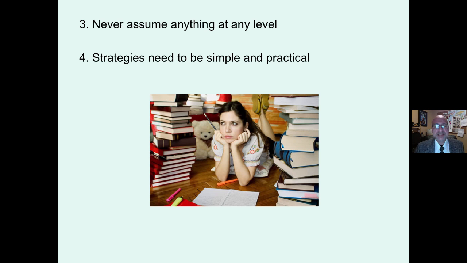Never assume anything at any level of any students. Every teacher, grade 4 and up, should teach students how to read and how to take notes in class. Now, there's lots of complicated strategies, but for students to actually use these strategies, they have to be simple, they have to be practical, they cannot be time-consuming. If you want students to use them, think about the strategies that you use when you study.